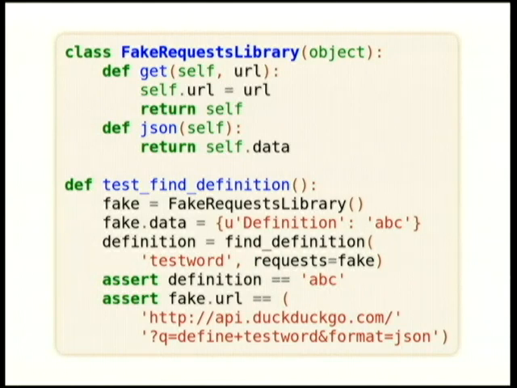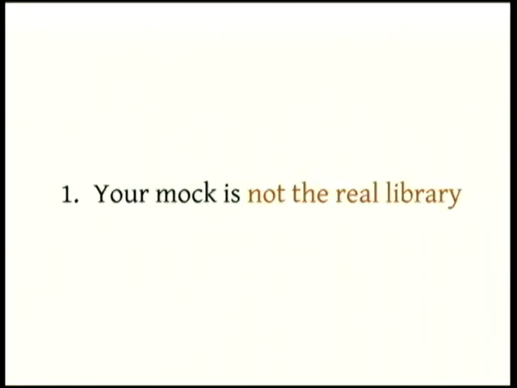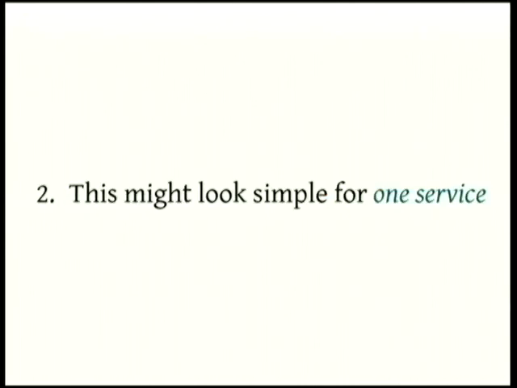So we get a self-contained test that doesn't actually spam DuckDuckGo with lots of requests and couple us to DuckDuckGo needing to be up and running and not having blocked our IP address yet because we're running so many tests. The problems with this are obvious. First, that fake requests library we wrote, well, it's not the real requests library, so the fact that we called it and got data back doesn't tell us that calling real DuckDuckGo will give us data back.